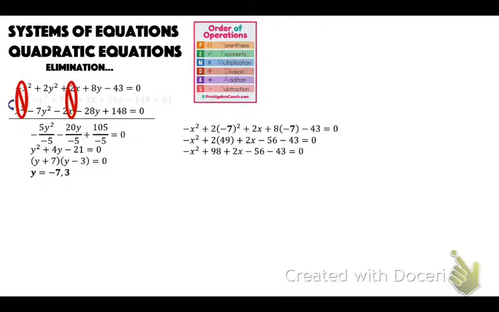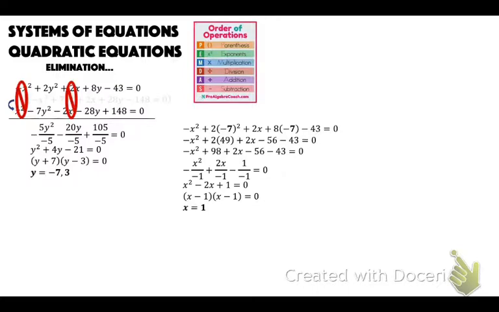2 times 49 is 98. So I have negative x squared plus 98 plus 2x minus 56 minus 43 equals 0. So that's negative x squared plus 2x, and 98 minus 56 minus 43 is negative 1. Divide by that negative, so you get x squared minus 2x plus 1. So that factors to x minus 1 and x minus 1, which means that x equals positive 1.